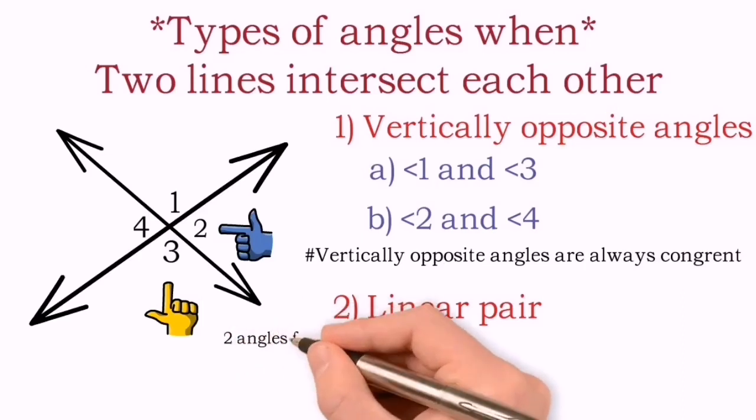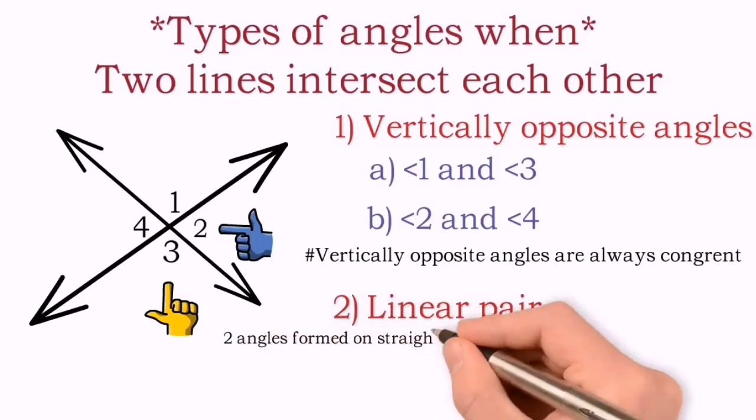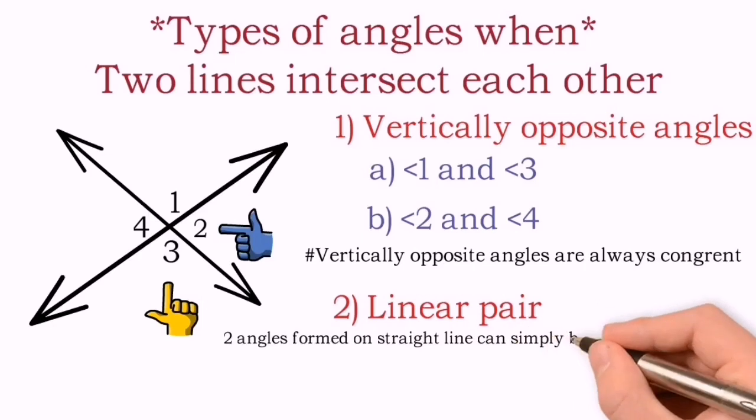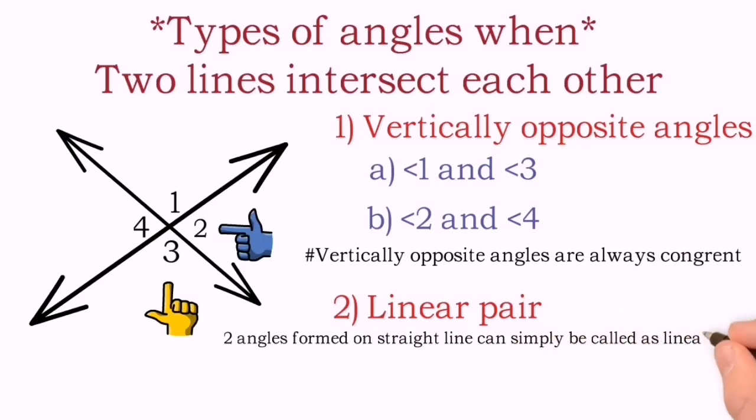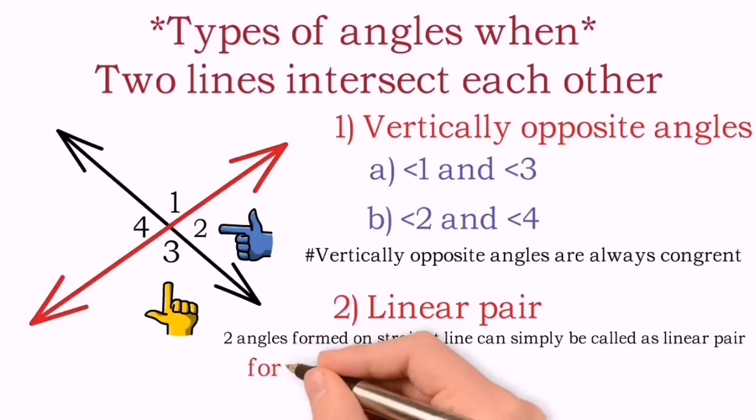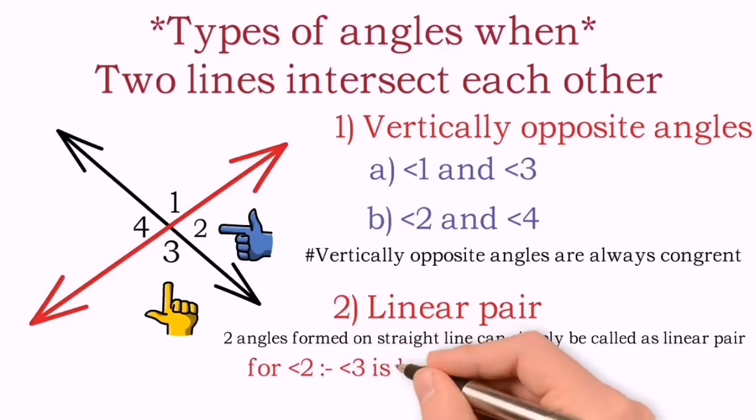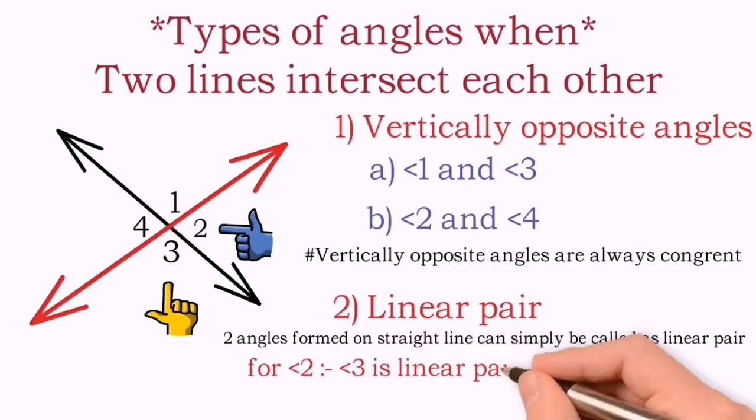Now let's move on with the linear pair. Two angles which are on a straight line can be considered as a linear pair, and a linear pair always shares one common arm between them. So observe the diagram, you can see the red line. So angle number 2 and 3 on one side can be considered as a linear pair because they have one common arm between them, and they have one straight line as a base of it, right?